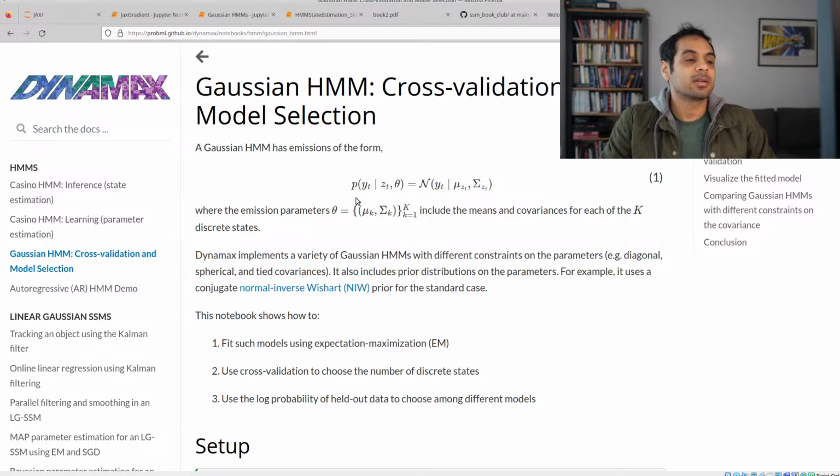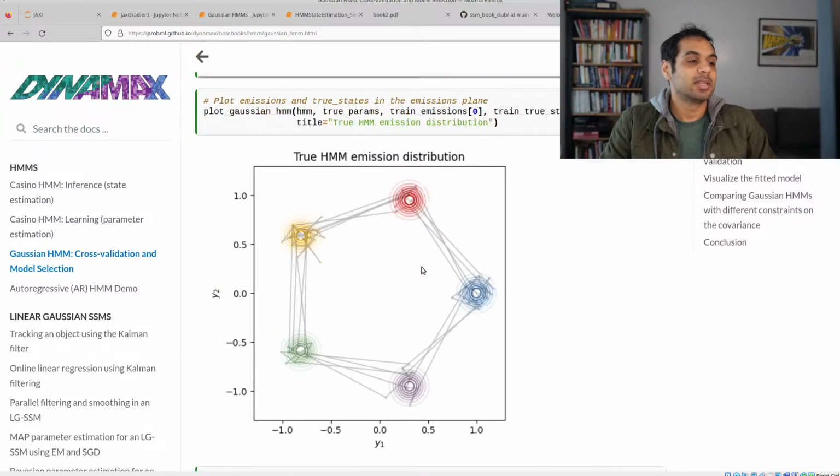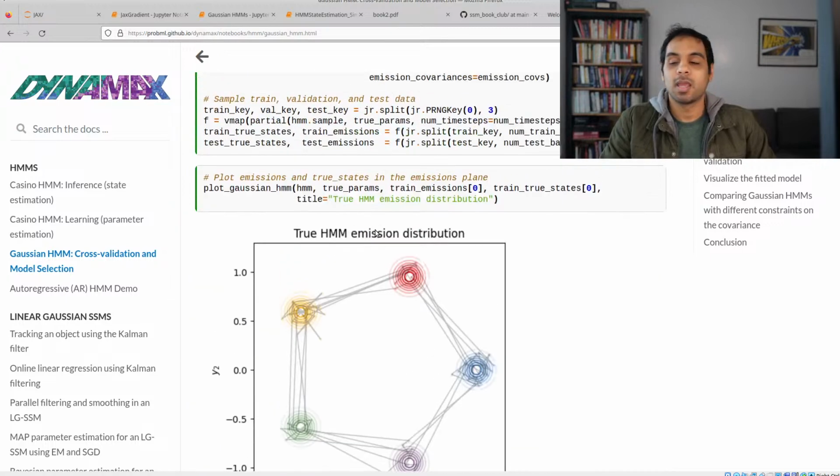And so you can see that in this formula here. This indicates that y is a function of the state and some parameters, and it's distributed as a normal distribution with a mean and then some covariance. And so this is the indication that we will have a continuous sort of output state.